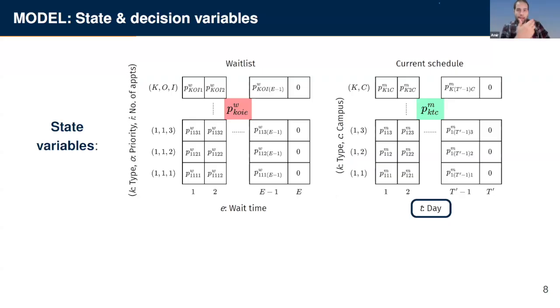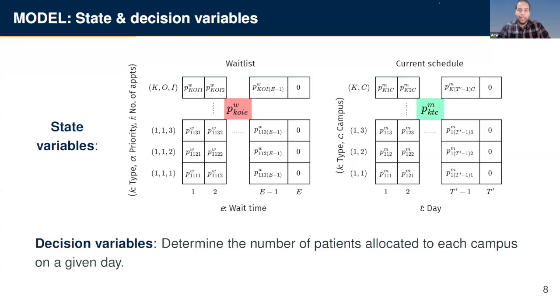Okay? So we have a state variable for the wait list, and we also have a state variable for the current schedule. And the primary decision that we make, depending on the wait list that we have, is how many patients of a specific type we're going to allocate to each campus on a given day, right? So that's the primary decision that we have to make on every single decision epoch. All right.